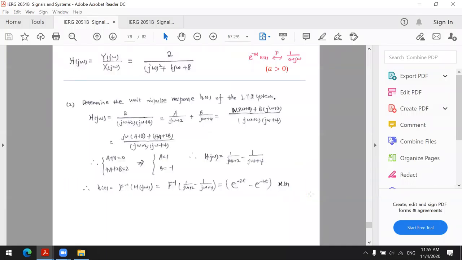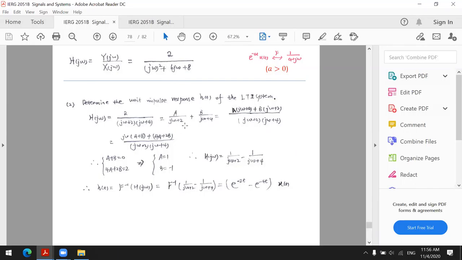So first, H is written in this form from the last question. We first need to factorize the denominator so that it's written as (j omega plus 2) times (j omega plus 4). You can check it. So we have (j omega) squared, no problem. 2 plus 4, which is 6 j omega, no problem. 2 times 4, which is 8, no problem.